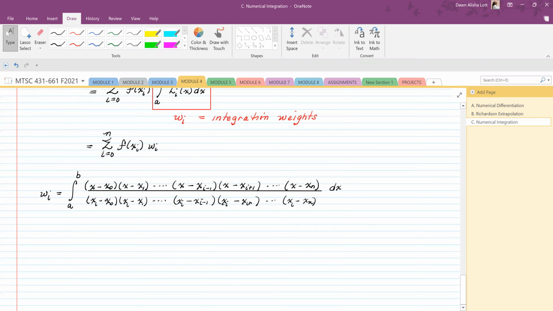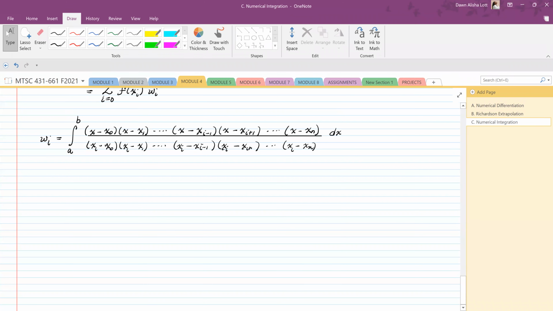Okay. All right, so let's go ahead and derive what happens when n is 1. We get the derivation when n is equal to 1.